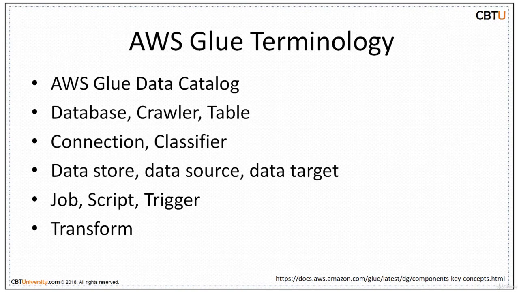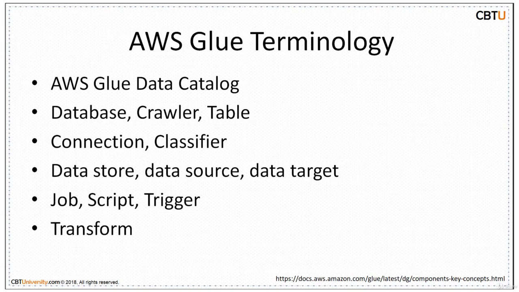Database is a set of associated table definitions organized into a logical group. Crawler: a program that connects to a data store, source or target, to determine the schema for your data and then creates metadata in the AWS data catalog.